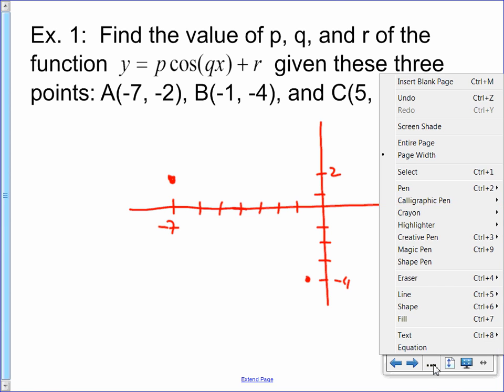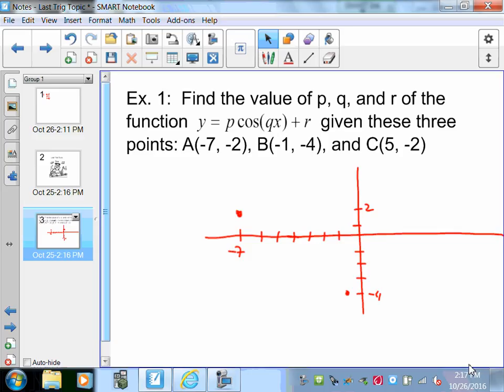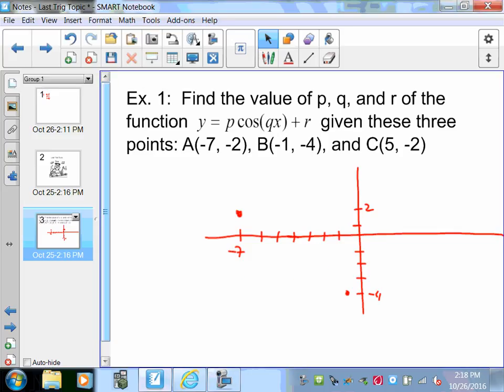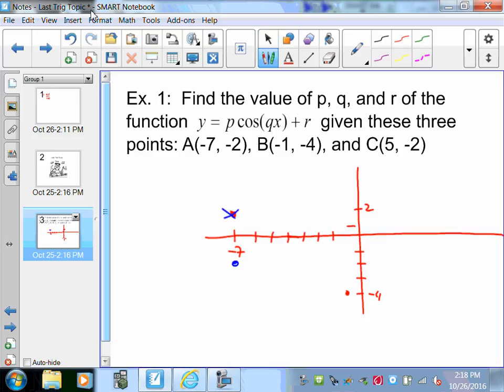Let me pause this again. Okay, sorry. This point needs to be different, so scratch that point. It should be right here at -2. Sorry about that. So, yep, and then 5, -2. So, 1, 2, 3, 4, 5-ish. Yeah, and then this.